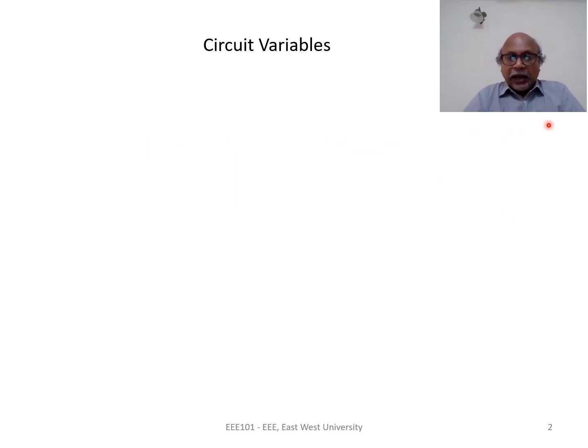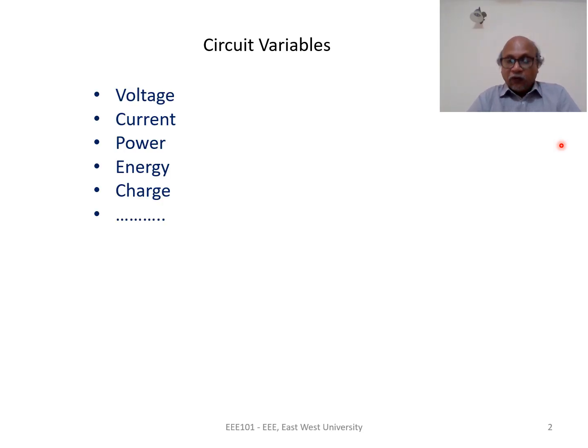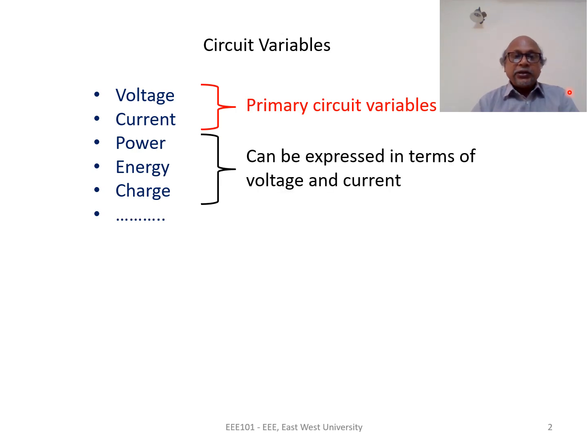Circuit variables are usually the quantities we calculate when we solve a given circuit. The two most common circuit variables are voltage and current, and there are other circuit variables also, like power, energy, charge, etc. The voltage and current are called primary circuit variables because we can calculate other circuit variables in terms of the voltage and current.